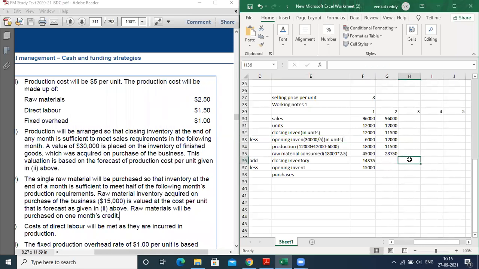I hope now it is clear. So the purchases would be 45,000 plus 14,375 minus opening. So the total purchases is 44,375. Okay. So any query on this?